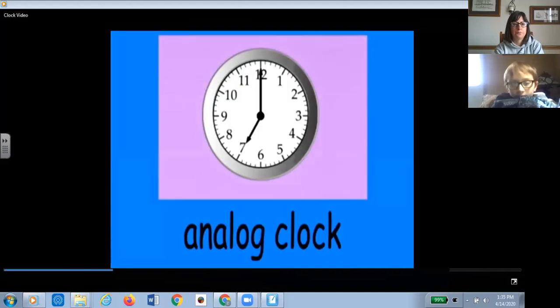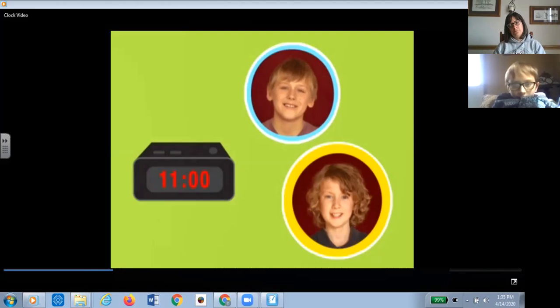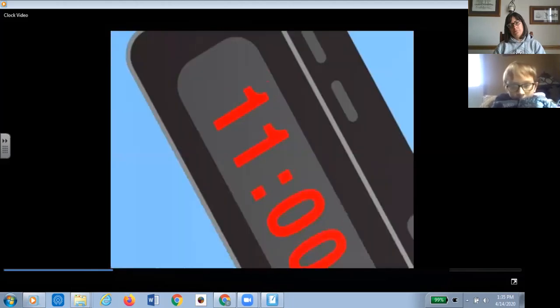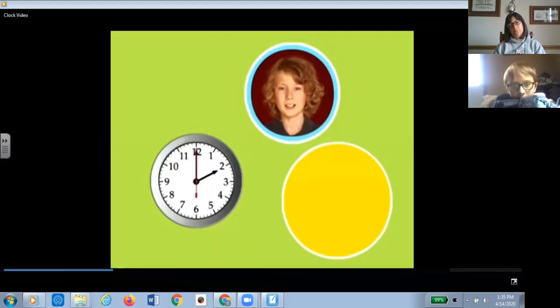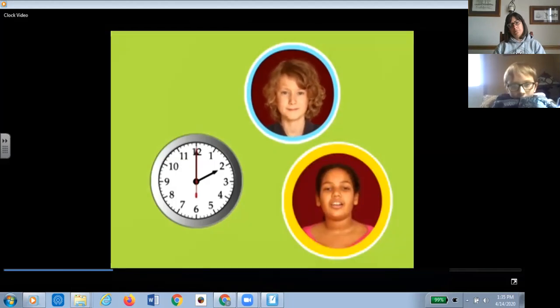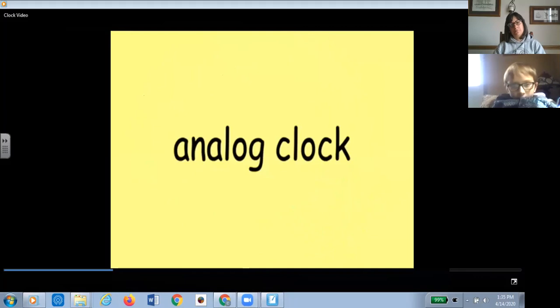This is another kind of clock. It is called an analog clock. It is usually round and has numbers on it. It has hands that go around. Digital clock. Analog clock.